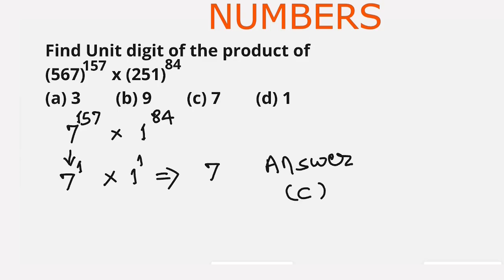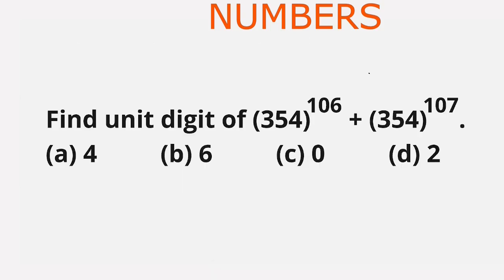I hope you understood the method of solving such type of question. We go to the next question. Our question is, find the unit digit of 354 to the power 106 plus 354 to the power 107. The given options are option A 4, option B 6, option C 0, option D 2.